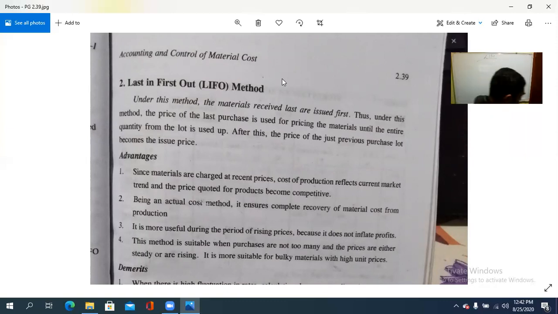Stores ledger, the second one is LIFO method. So what is a LIFO? Last come is to be first served. So under this method, the materials received last are to be issued first. Thus, under this method, the price of the last purchase is used for pricing the material until the entire quantity from that lot is used up, and then only the previous purchase should be taken care of.